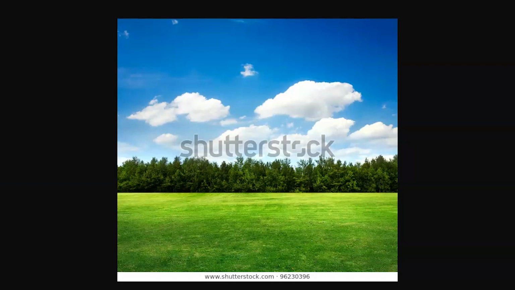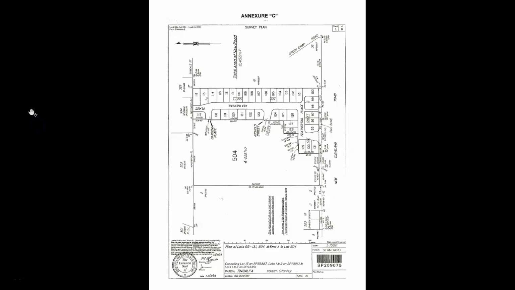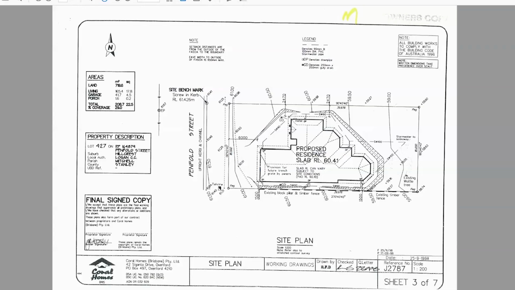So we drive down the road, and we have to build a house on an empty block of land. Where do we start? Well, the first thing we start with is two documents that we need: a registered plan and a site plan. So what are these two documents?